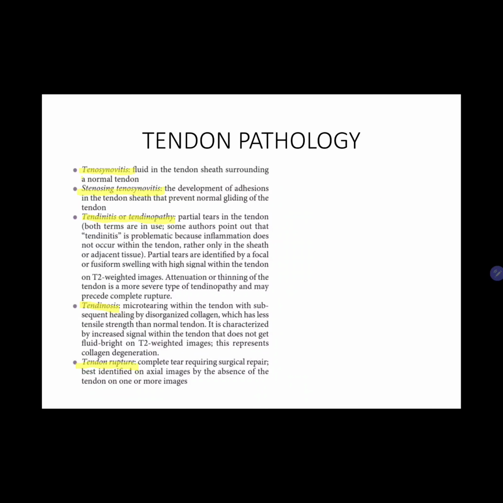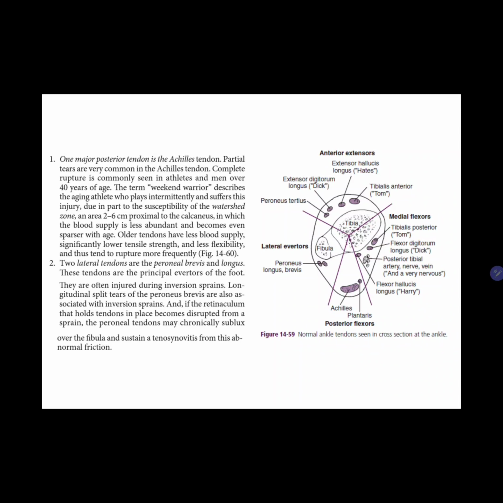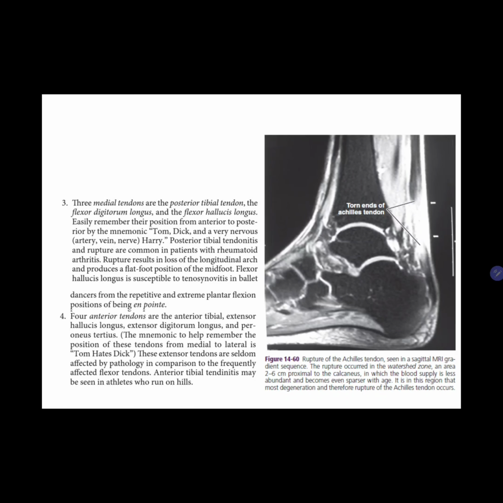Alright, and the tendons of the ankle and the foot can be divided by their location into 4 groups. The characteristics are briefly outlined, as one major posterior tendon is the Achilles tendon. The 2 lateral tendons are the peroneus brevis and longus, and these tendons are principally evertors of the foot. You also have the medial tendons: the posterior tibial tendon, the flexor digitorum longus, and the flexor hallucis longus. And lastly, you have 4 anterior tendons: the anterior tibial, extensor hallucis longus, extensor digitorum longus, and the peroneus tertius. Alright, so just read on them.